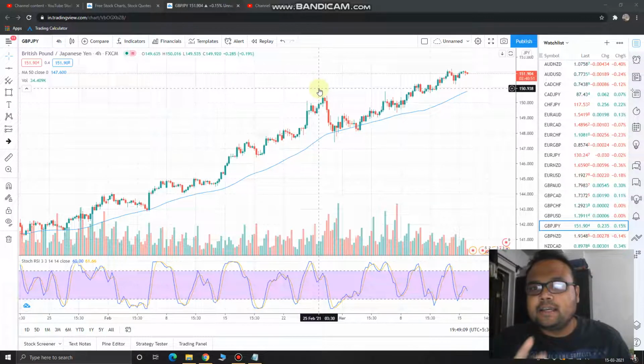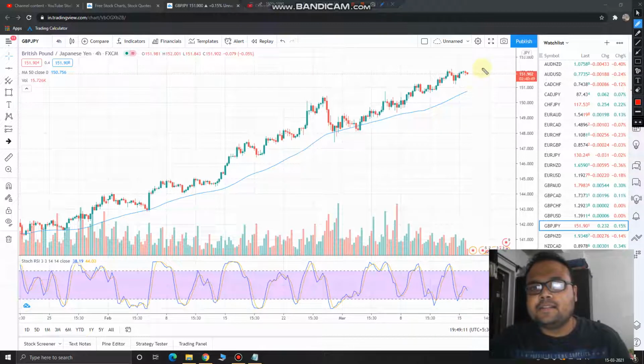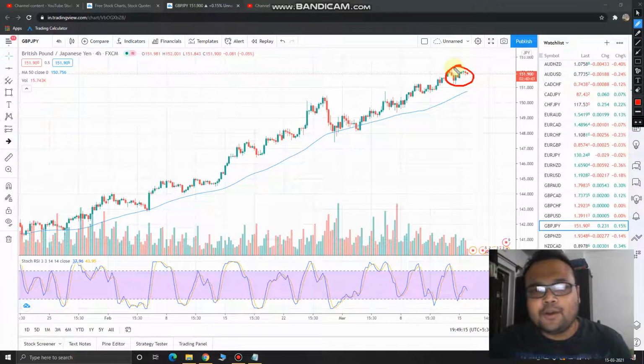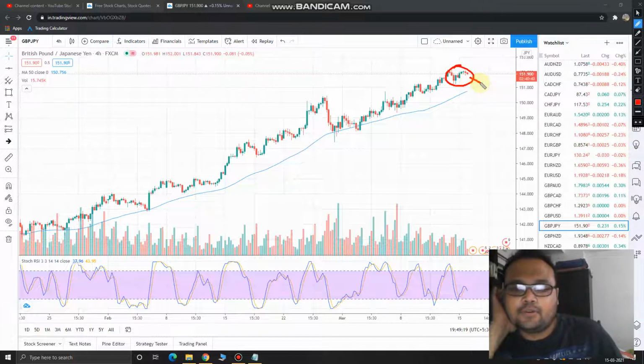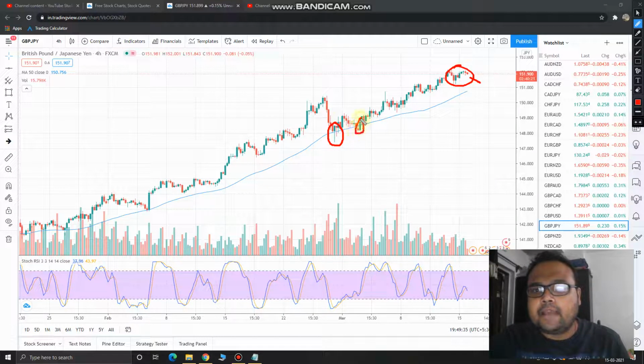So probably you have already understood that this strategy is very simple. Just wait for the market to come down to the 50 moving average and take support. When the 50 moving average provides support to the market, just wait for the market to give you the confirmation. The confirmation can be in the form of a candlestick pattern like a hammer like this, or a big green candle like this.